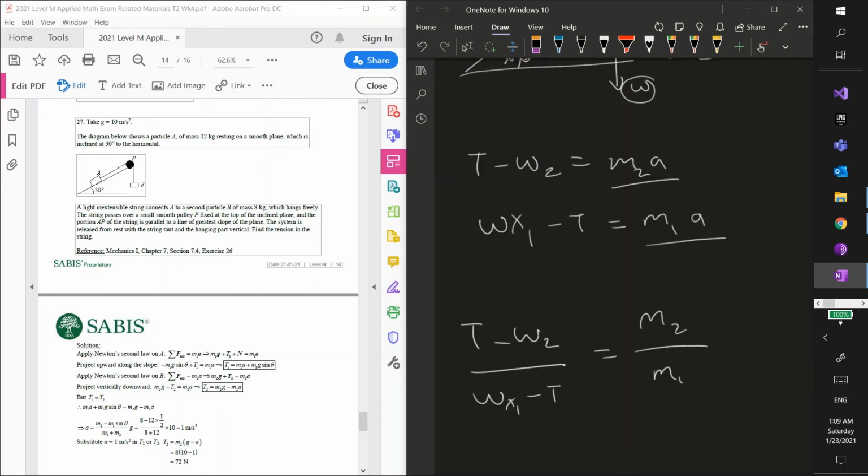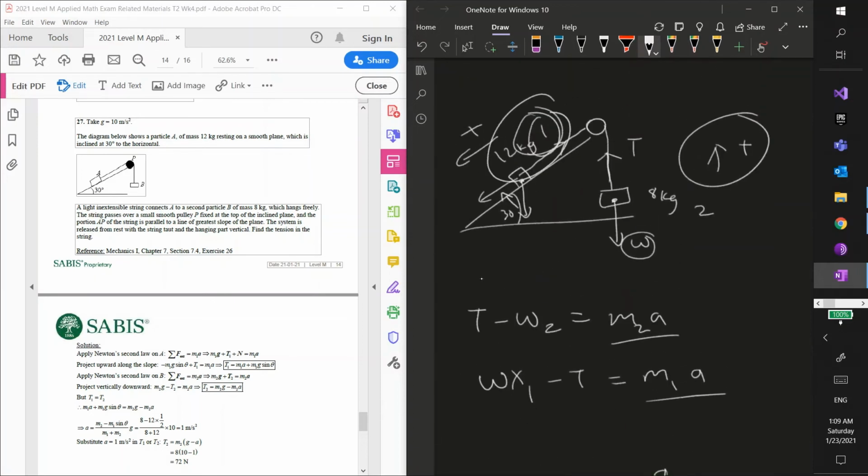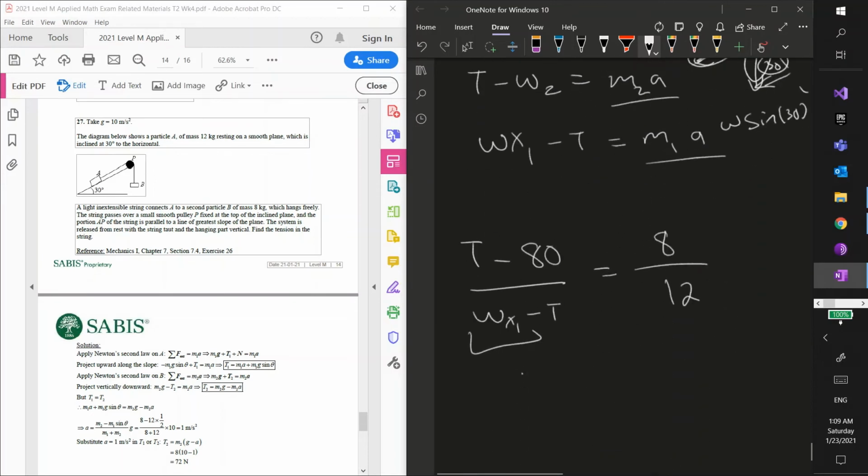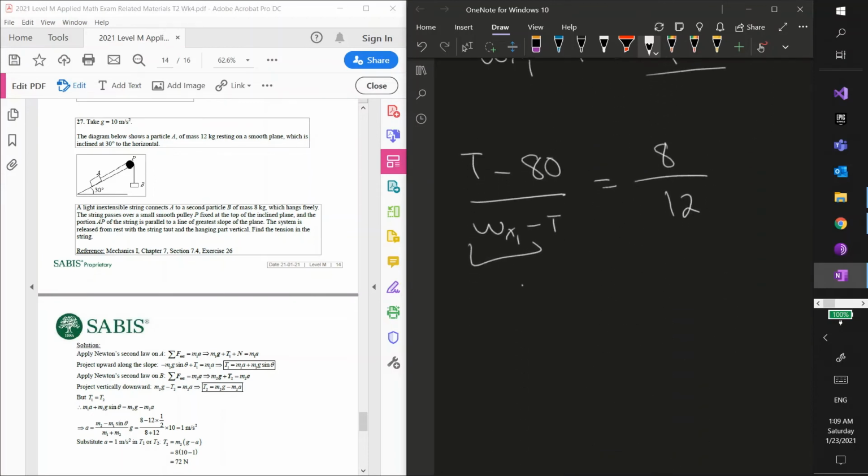Mass of the second object is 8. Mass of the first object is 12. The weight of the second object is 80. The weight on the x-axis is going to be, so let's look at the diagram again. Here's the first object, and the free body diagram looks like this. Weight looks like this. Angle is 30. So you want this. This is the equivalent of this, yeah. So sine 30 multiplied by the weight, w sine 30. What's w? Your mass is 12, so it's going to be 120 multiplied by sine 30.